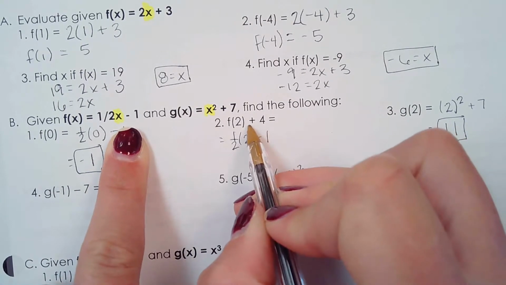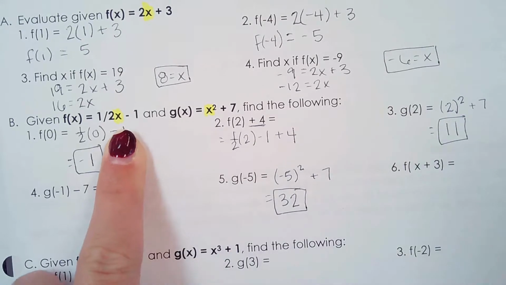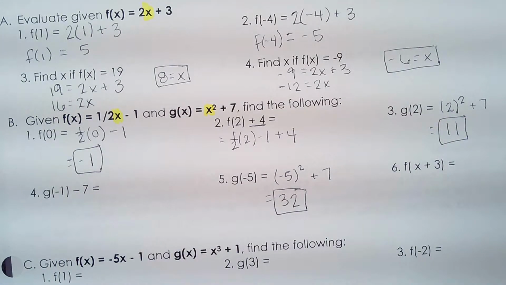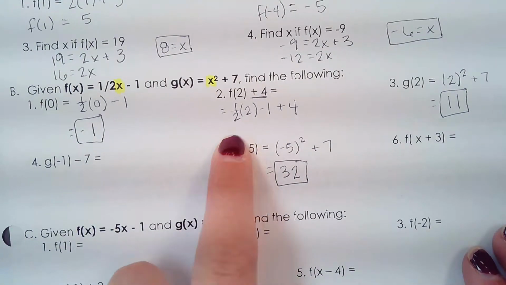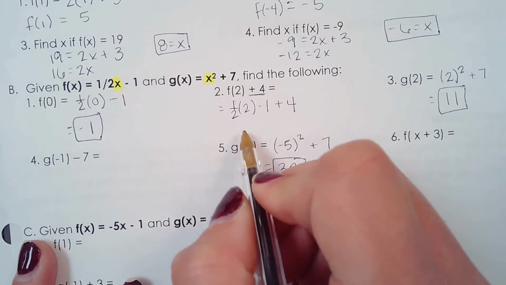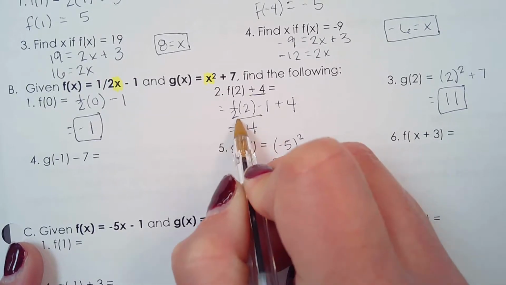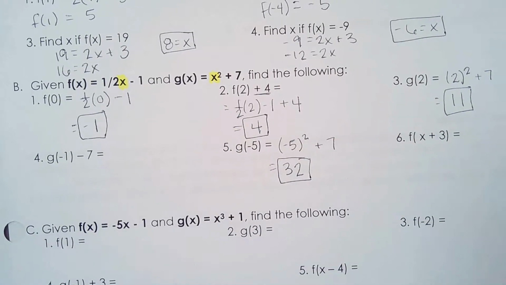Then what does it want us to do after that? So I'm going to just say plus 4. Are we okay with where all that stuff's coming from? Yeah? So what's 1/2 times 2? 1. And what's 1 minus 1? 0. And 0 plus 4. So your final answer is 4. Questions there?